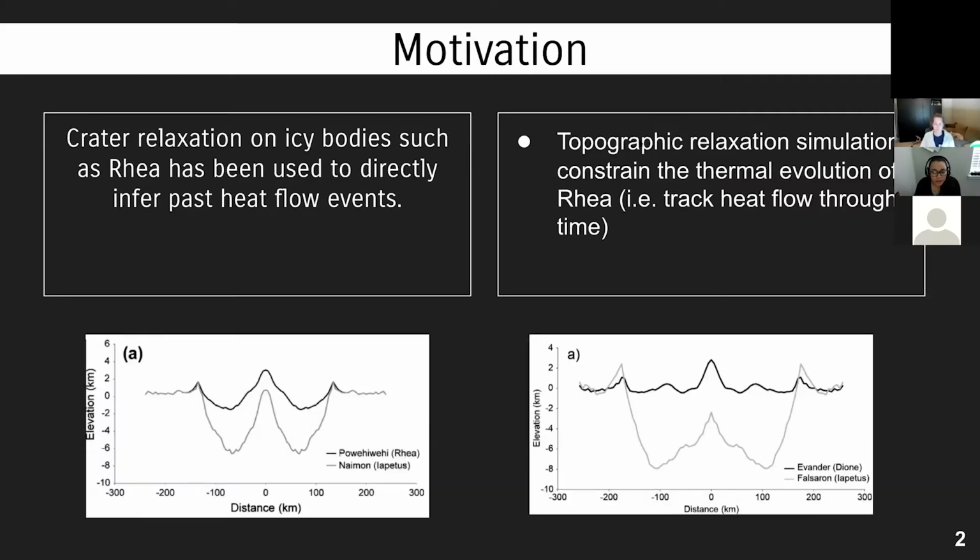Basically, the motivation of this project is to use morphometric measurements to determine the dominant process governing this icy satellite. According to previous studies by White et al., they suggested this dominant process is relaxation due to past heat flow events. As you can notice in the figures below, they ran tests from calculations demonstrating relaxation on basins such as Powehi, which is actually found in the area that we're studying.